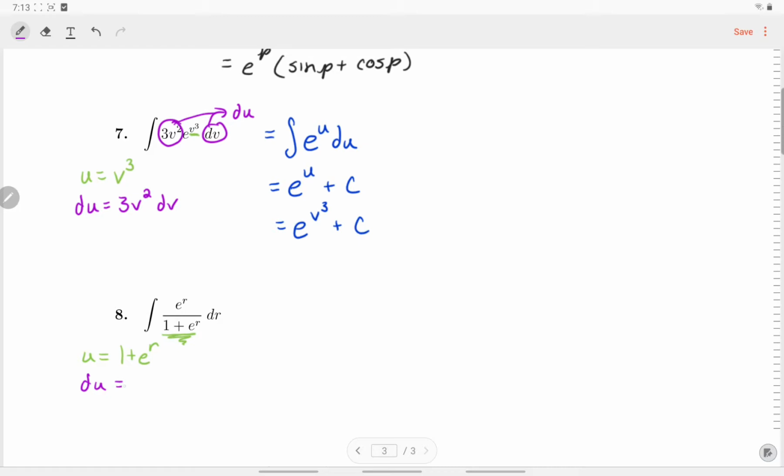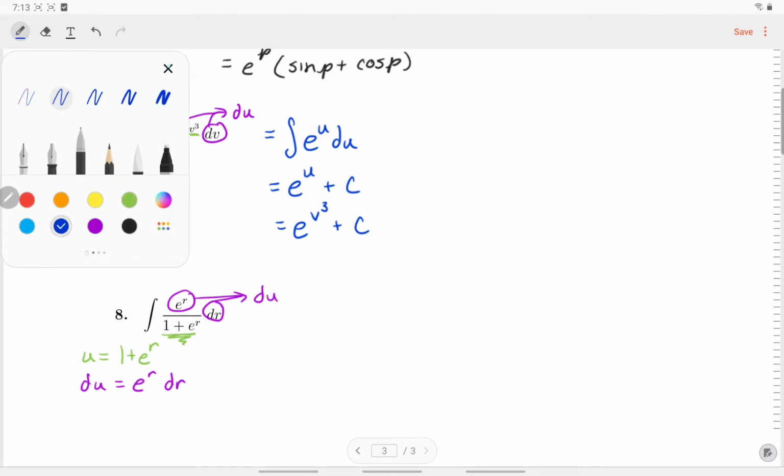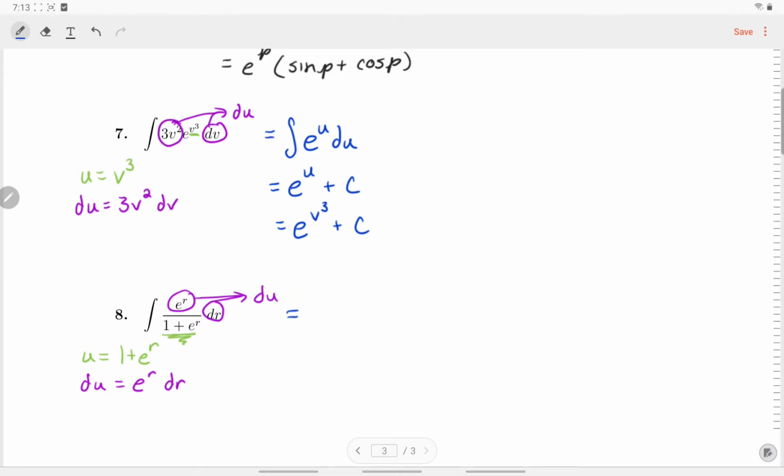Then du, well, the derivative of 1 is 0. Derivative of e to the r is e to the r dr. And this was set up perfectly, so I can take the e to the r and the dr and create du, and that denominator is going to be replaced with a u. So here we go. So numerator, everything got used, so it's a 1. Denominator is a u, and I have a du, because that's what all the pieces got absorbed into. That's what they were used in.